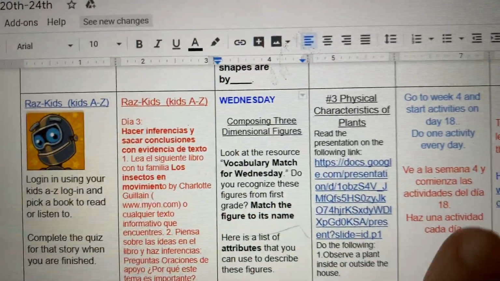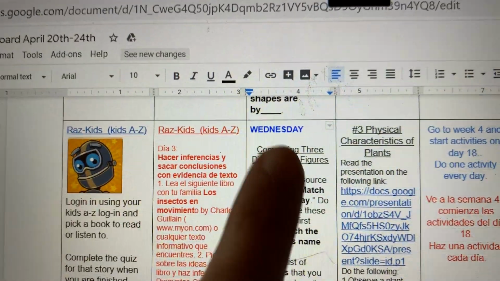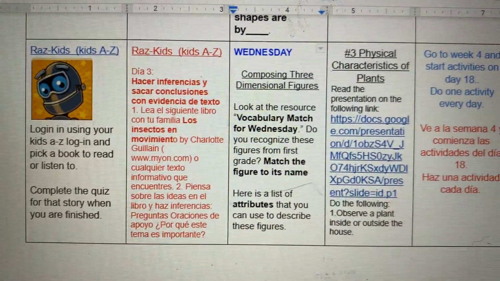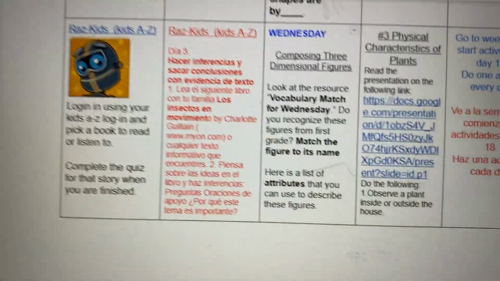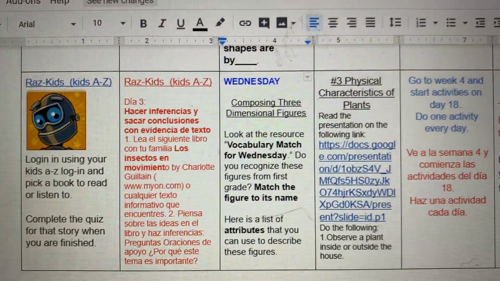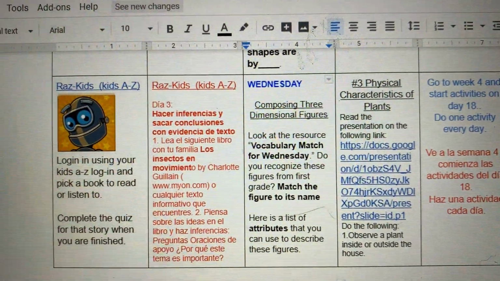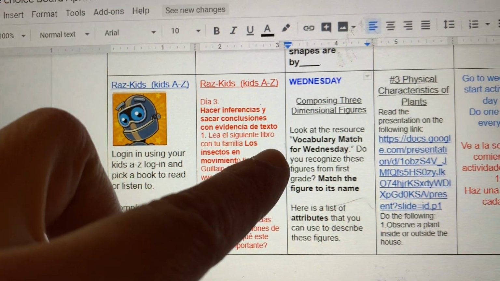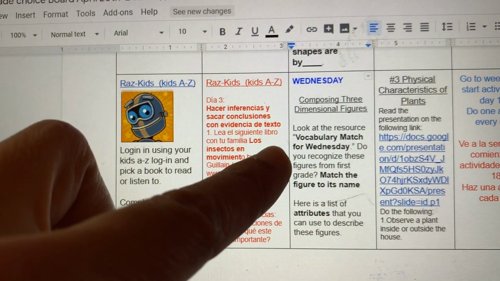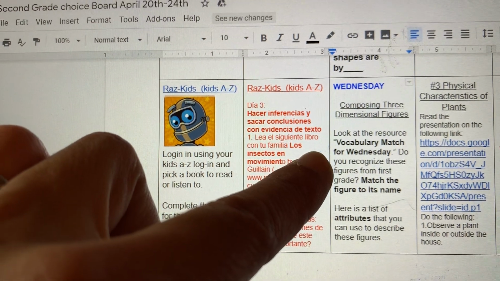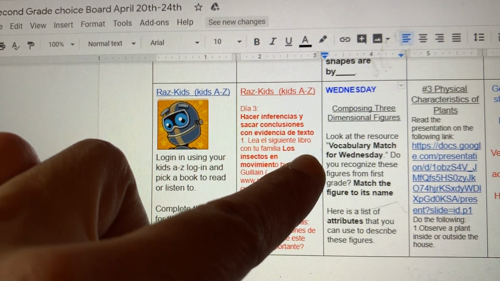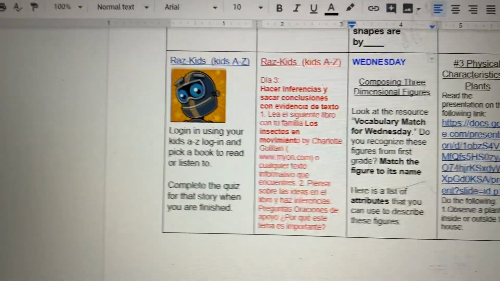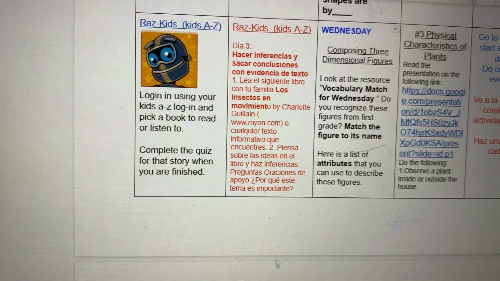Okay, back again. All right, so I'm gonna talk about our Wednesday lesson for math and the activity that we're gonna do. We're gonna compose, or put together, shapes to make three-dimensional figures, okay? So the first thing we're gonna start with is looking at some 3D shapes. You are gonna do a match. You're gonna look at some names of 3D shapes and look at the shapes and then match them the best that you can. It's just a practice, okay?